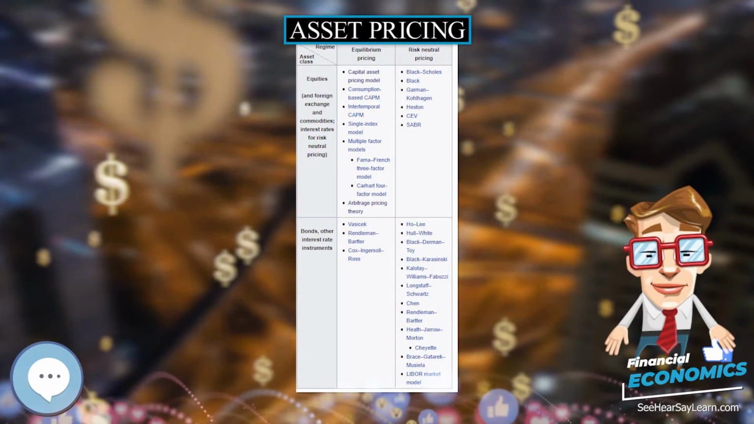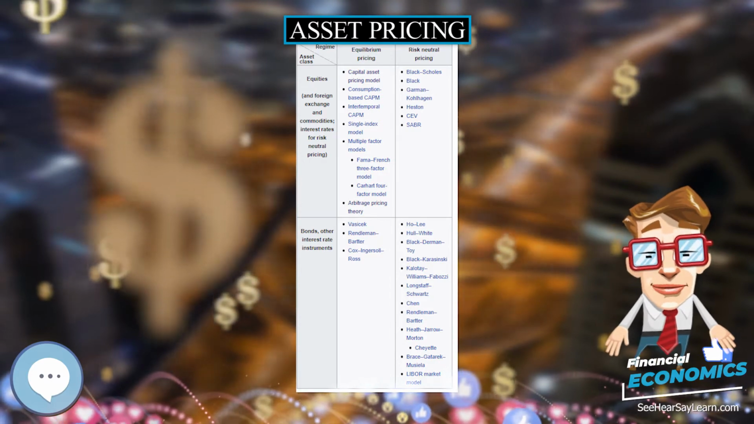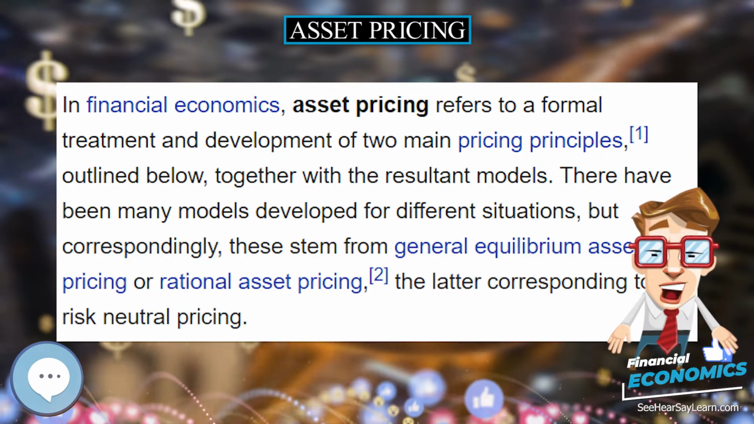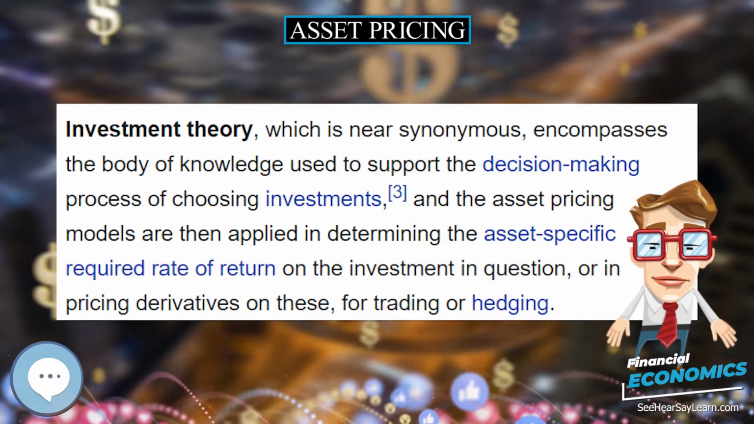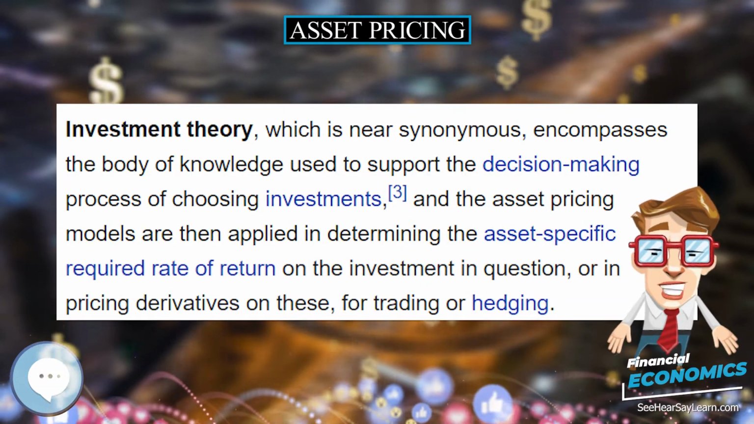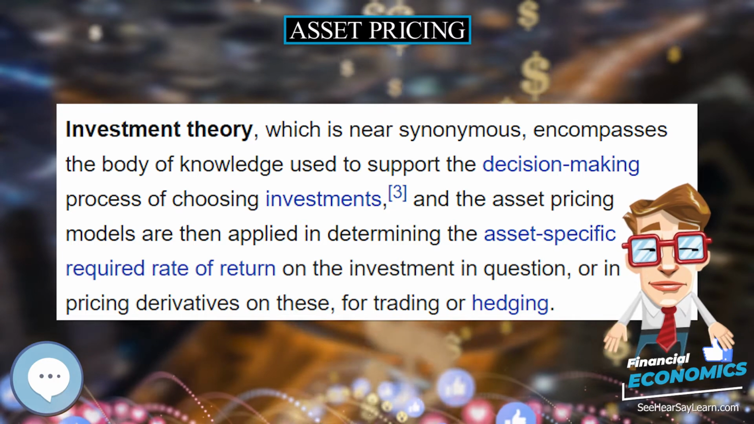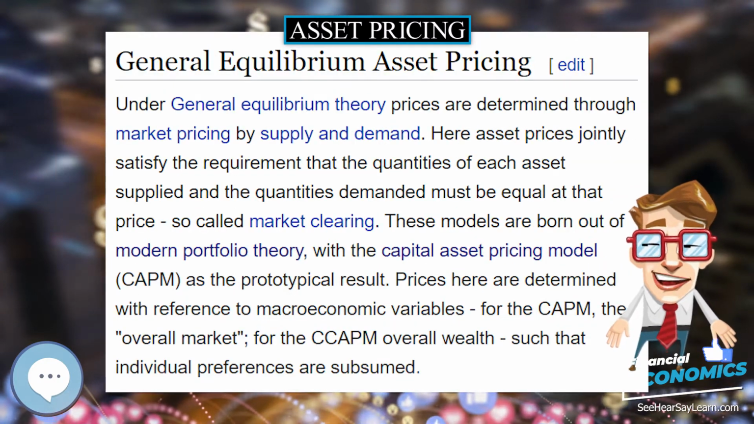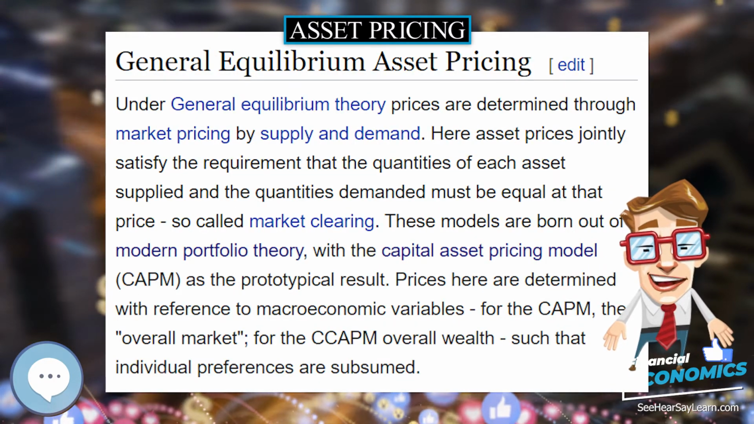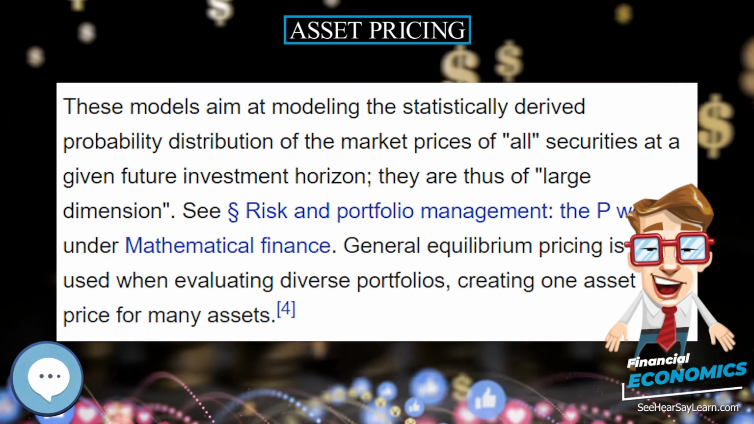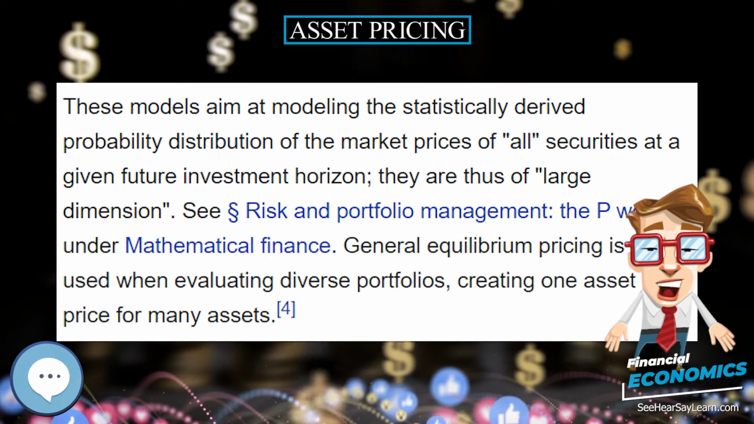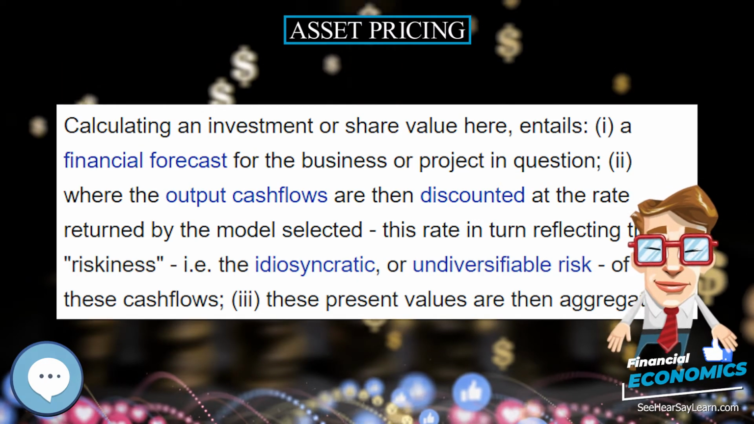Asset pricing. In financial economics, asset pricing refers to a formal treatment and development of two main pricing principles, outlined below, together with the resultant models. There have been many models developed for different situations, but correspondingly, these stem from general equilibrium asset pricing or rational asset pricing, the latter corresponding to risk-neutral pricing.